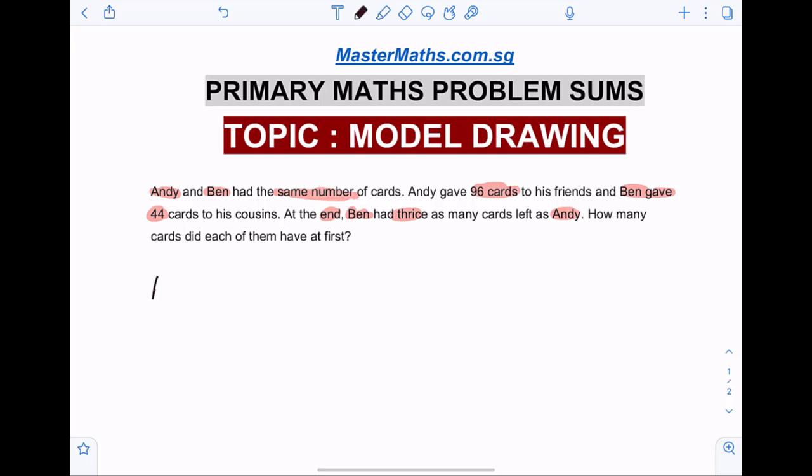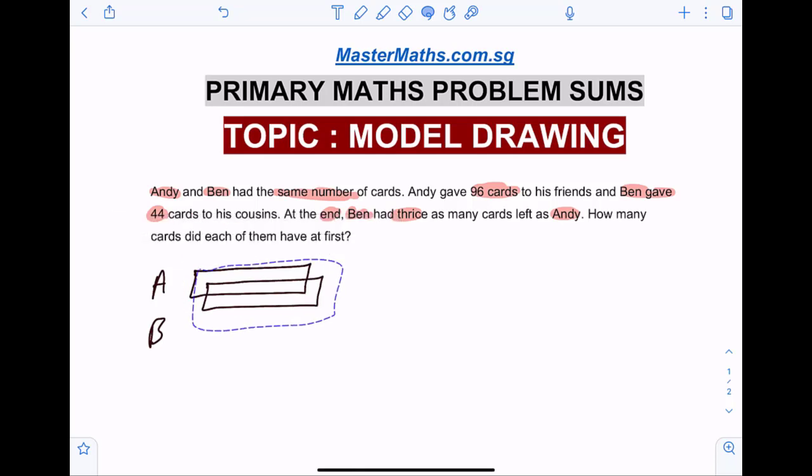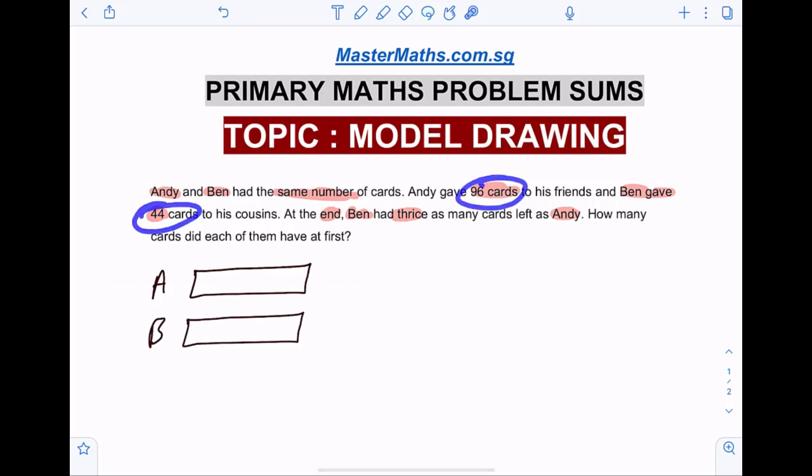Alright, so we draw a model for this for Andy and Ben. They each have the same number of cards at first, so we can just duplicate this one here. Exactly the same number of cards. Now Andy is giving away a little bit more cards as compared to Ben, so we take away a little bit more for Andy. This is 96 cards here, as compared to Ben, which is just about 44 cards.